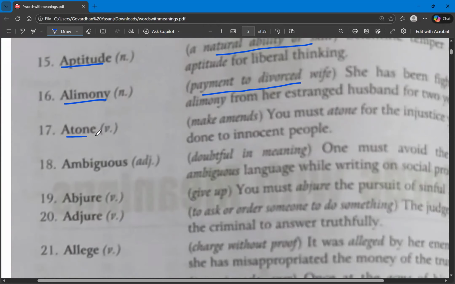The next one is atone. Atone means making amends. This is also covered. Atonement, amendment. The next one is ambiguous. Ambiguous means doubtful. And what are the other words? Dubious.